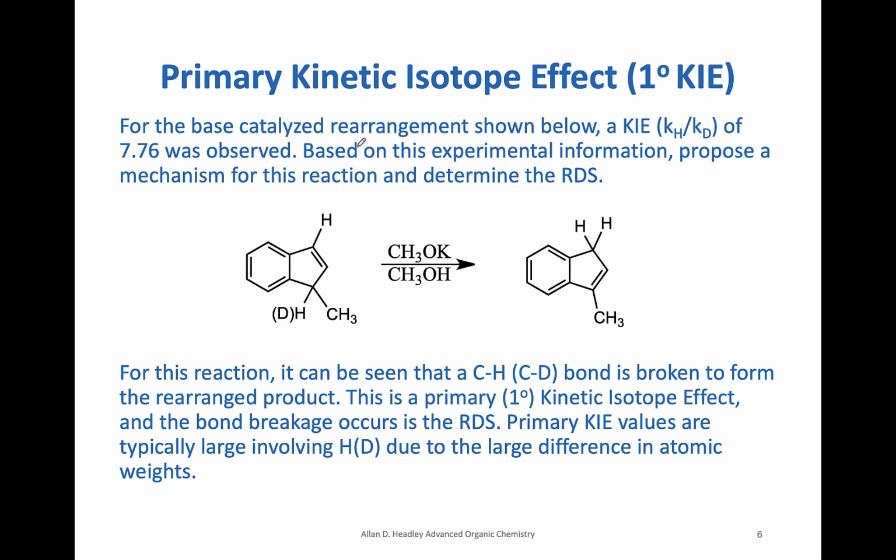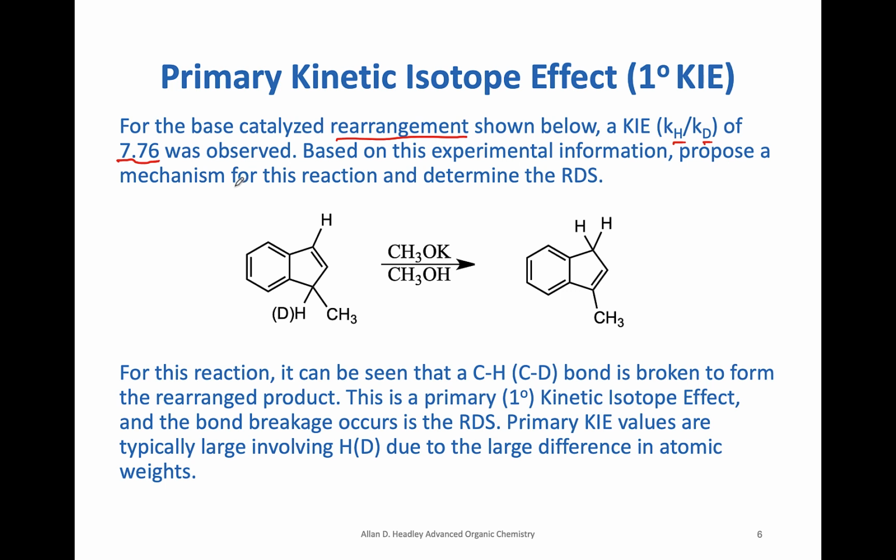So for the base catalyzed rearrangement, notice this is a rearrangement reaction. The KIE, or the kinetic isotope effect studies, KH over KD, notice KH is for the CH bond, KD is for the CD bond, is 7.76. As you can see, that's a very large number, and typically kinetic isotope effects are pretty large if we have CH versus CD. Why?